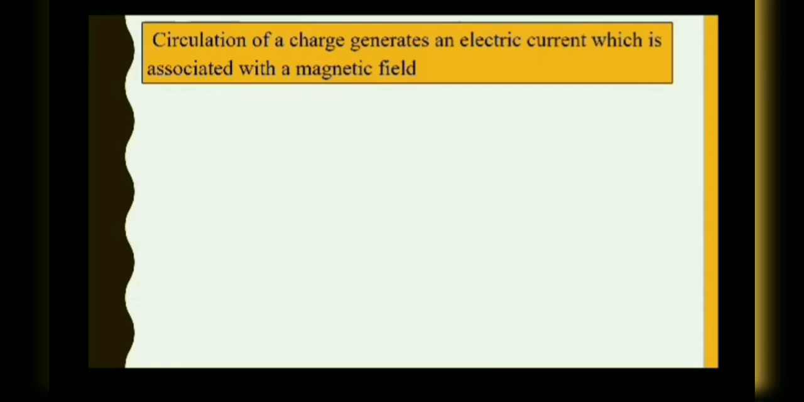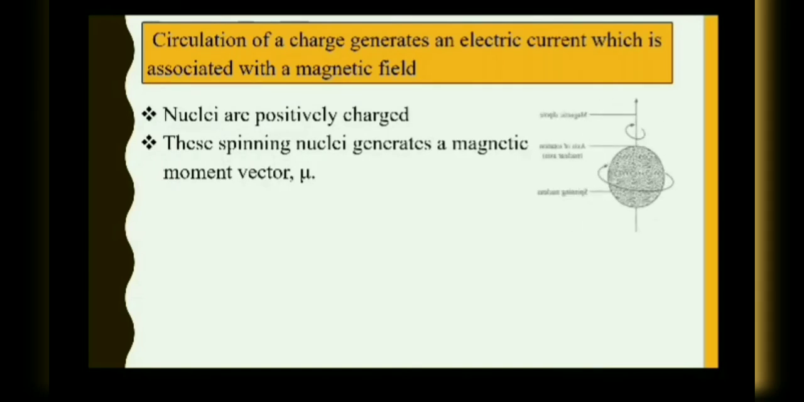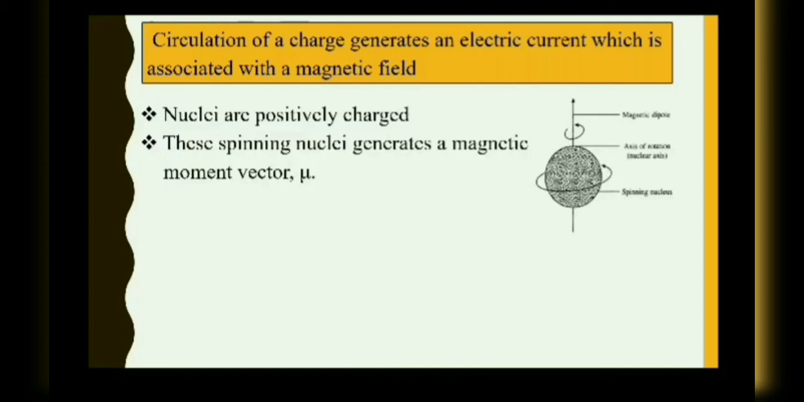The circulation of a charge generates an electric current which is associated with a magnetic field. It happens because the nuclei are positively charged. The spinning nuclei generate a magnetic moment vector known as mu. There is an axis of rotation passing through the center of the nuclei, which is also known as the nuclear axis.